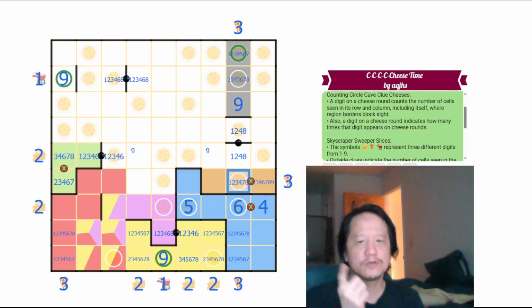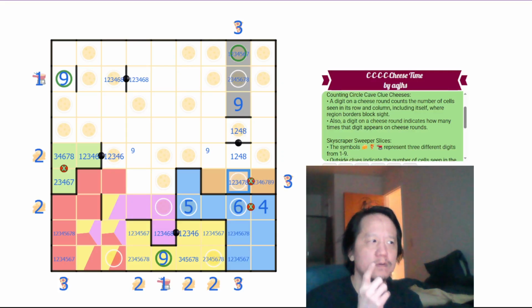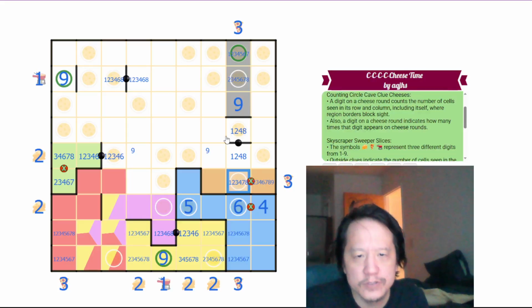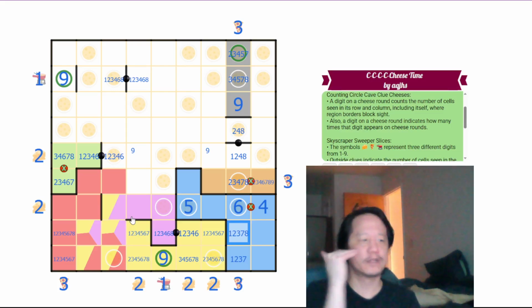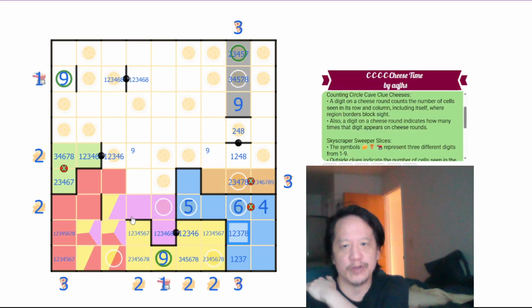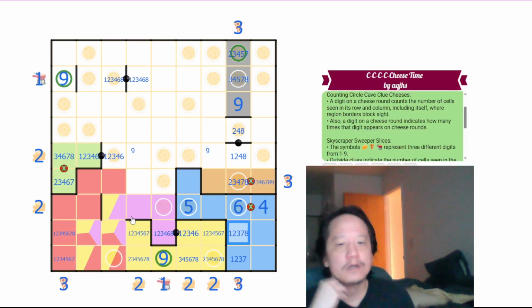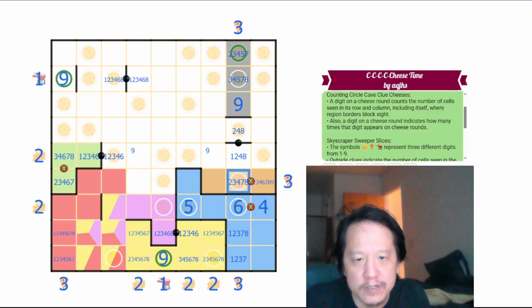Oh, in circles, you can never have a 1. Because it'll always see some other cell in the row or column. So you cannot have 1 in pizza or whatever it's called. No 6 here. No 6 here. No 4. No 5. Because 1 is always going to be orthogonally connected to its region, and so therefore it will see at least 2 cells. This sees at least 3 cells here.